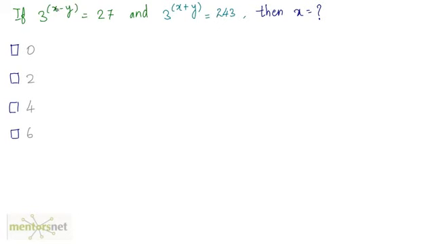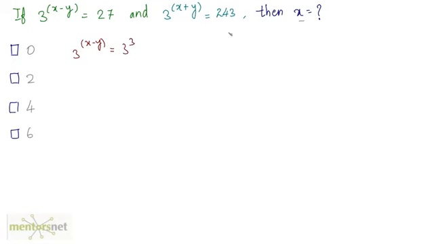Let us now move on to the third question. What is the value of x if you have been given these two expressions? Okay, so let us analyze 27 first. 27 is the cube of 3. So I can write 3 raised to x minus y is equals to 3 cube.